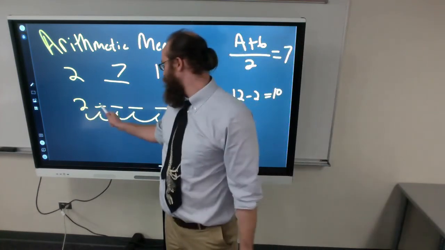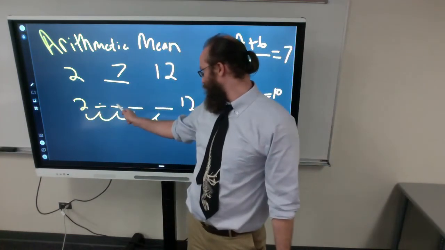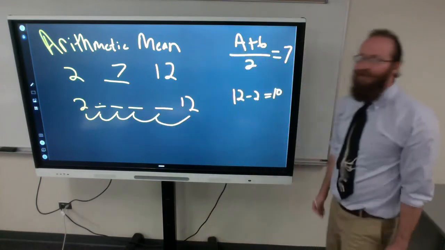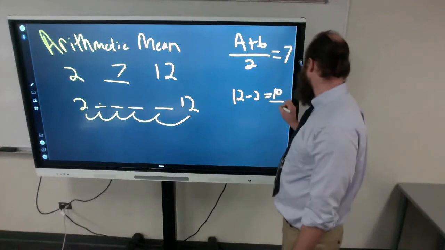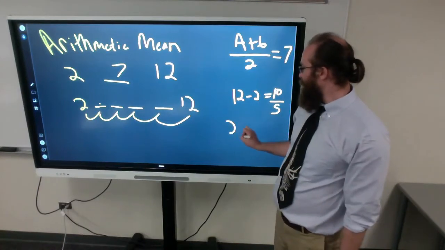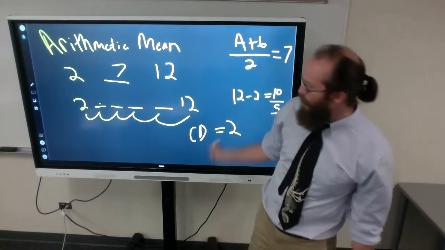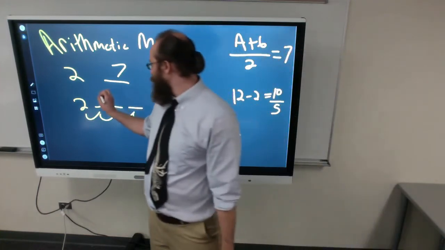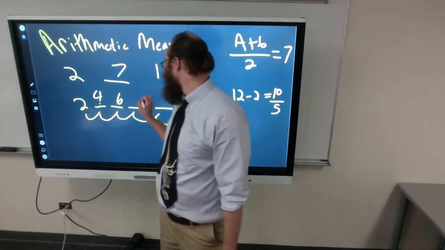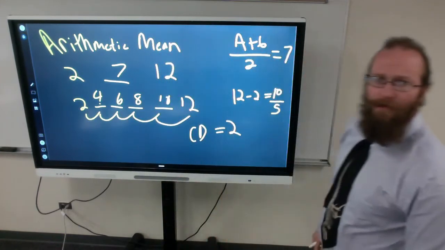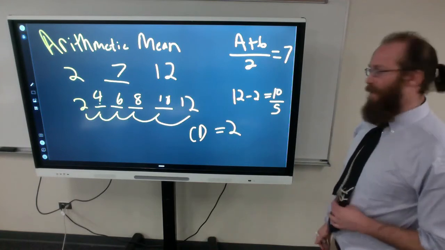So step 1 would be 2 to this guy. Step 2 would be 2 to the next. 3, 4, and 5. So we have 10 divided by 5. This will give us our common difference of 2. So when we plug in and we add 2, 2 plus 2 is 4, 6, 8, 10, and 12. And that's how you would do it for an arithmetic mean.